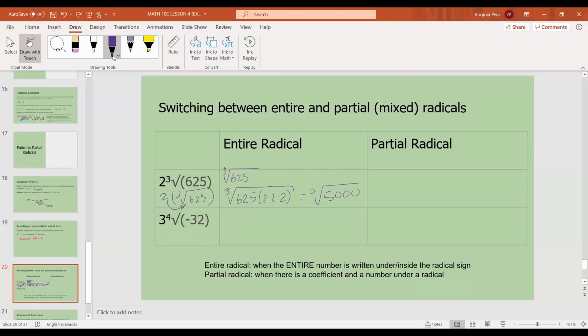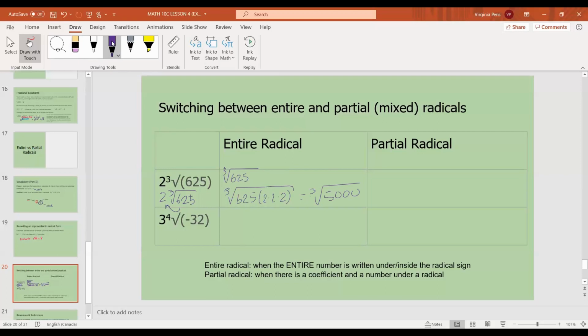So now let's do partial radicals. A partial radical means that instead of bringing the 2 under the radical, you're going to take some parts from the 625 outside the radical. So let me clear this off a bit. Instead of bringing 2 inside, you're going to be taking 625 outside. Yeah, outside. All right.